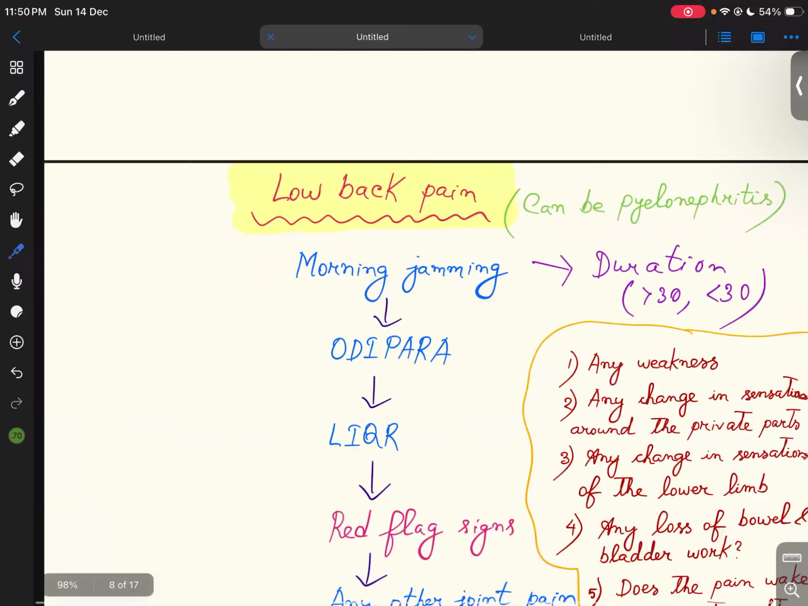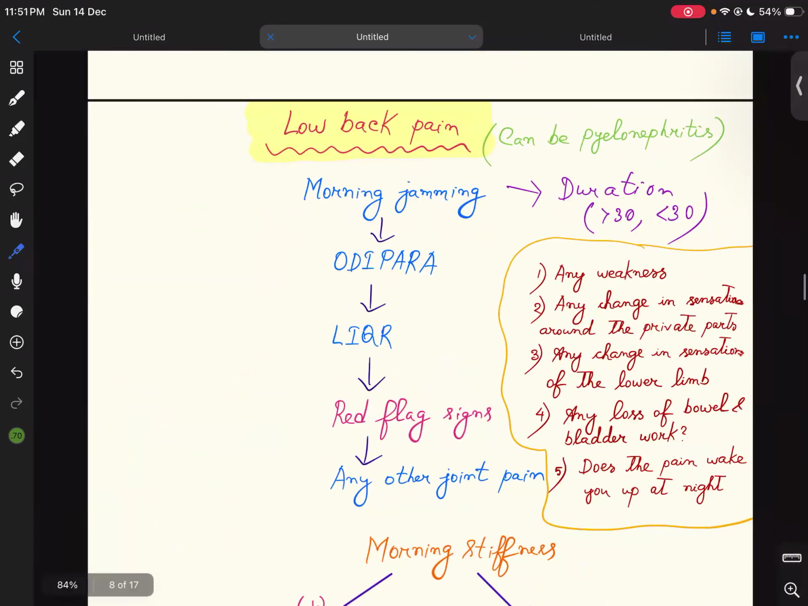Now let's proceed to the next prompt, that is low back pain. You will be given a prompt like this: a 30-year-old man has come with low back pain. Please talk to him, examine him, and meet his concern. So for any pain, the first question will be, can you please show me the site of the pain?